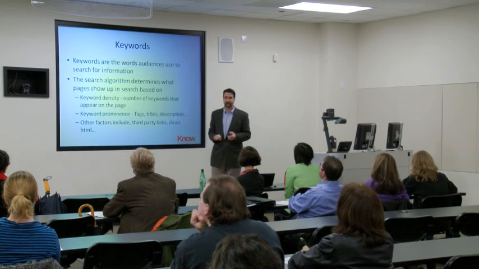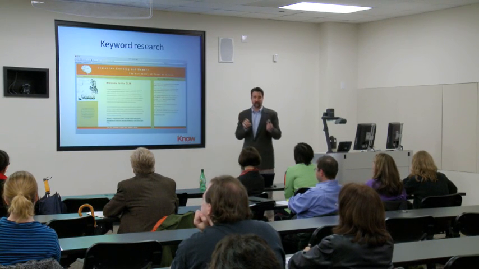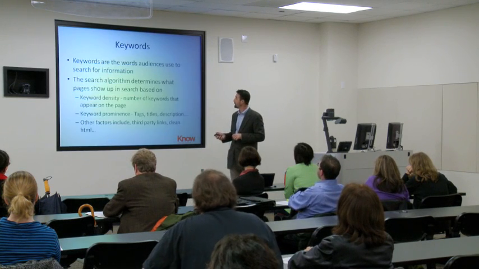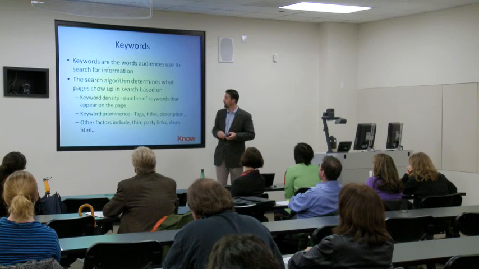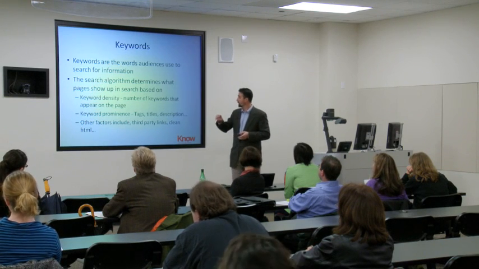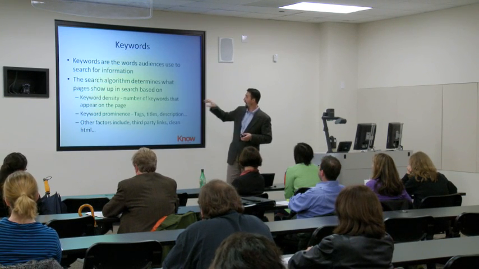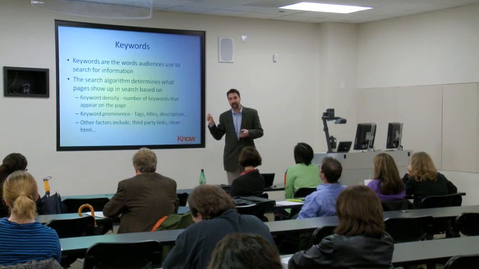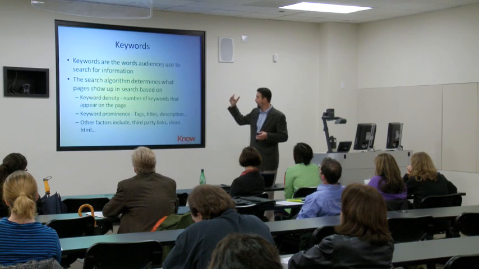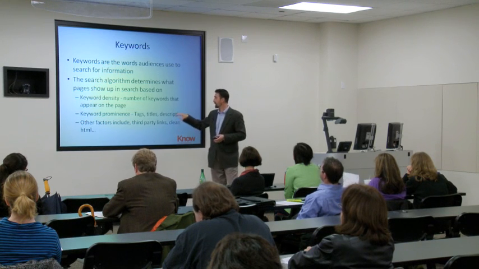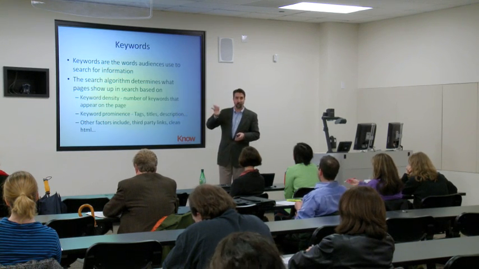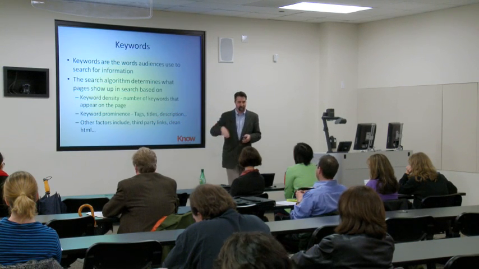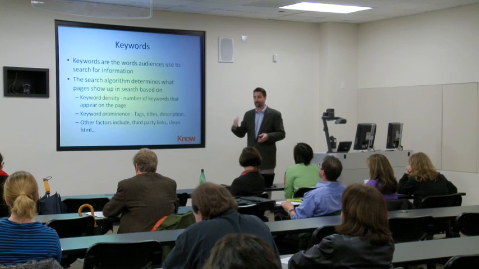First is keyword density. If someone types in learning and memory into Google, whichever pages have the highest number of that phrase on the page will come up high. Second is keyword prominence. If the sites are optimized well with those keywords in the title tags, the titles, the descriptions, that page will come up higher than others that don't.